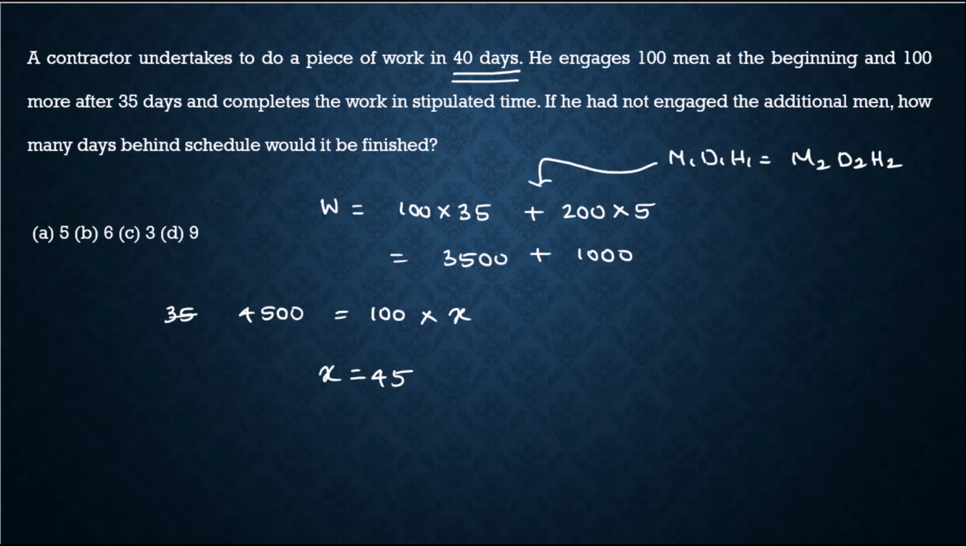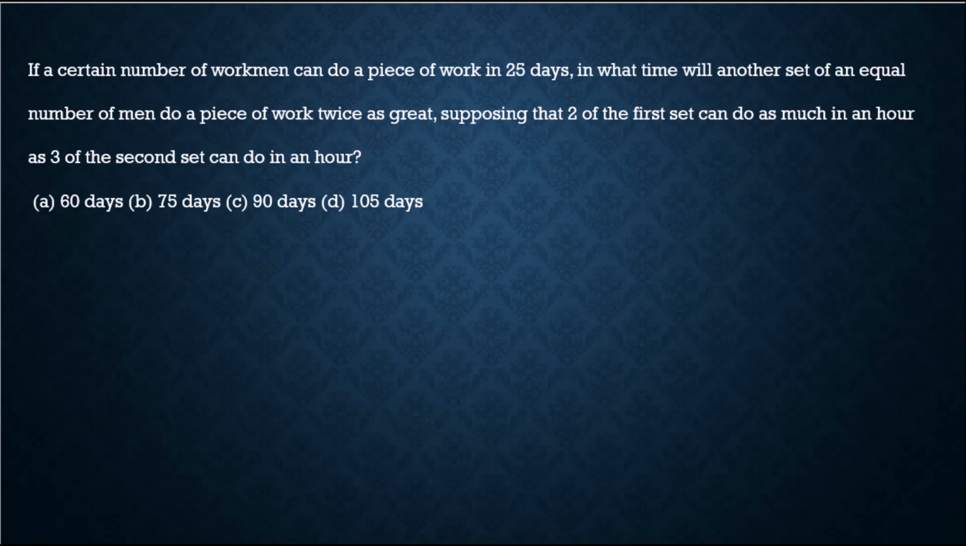But only in the first part there is a splitting. First 35 days there is only 100 men. Next 5 days there is 200 men. That is the difference. Hope it's clear. It's a very simple question. There is no point to explain it again. I hope so. If the concepts are clear, it's very easy to complete this particular question.